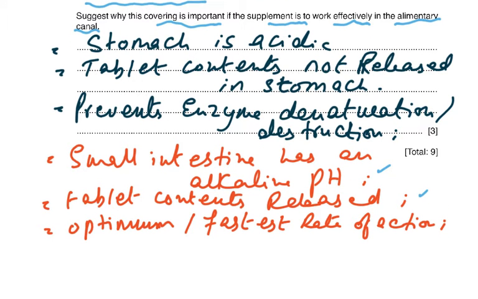So suggest why the covering is important. So why did we cover this? Because we had the enzymes inside it, and we did not want it to be denatured by the acid in the stomach. So in the stomach, the tablet contents will not be released, and of course it will be released in the small intestine, where actually it needs to work and it needs to digest the food to the monomers, so that then they can be absorbed into the blood and then absorbed by the villi and enter the bloodstream and be carried to the liver through the hepatic portal vein.